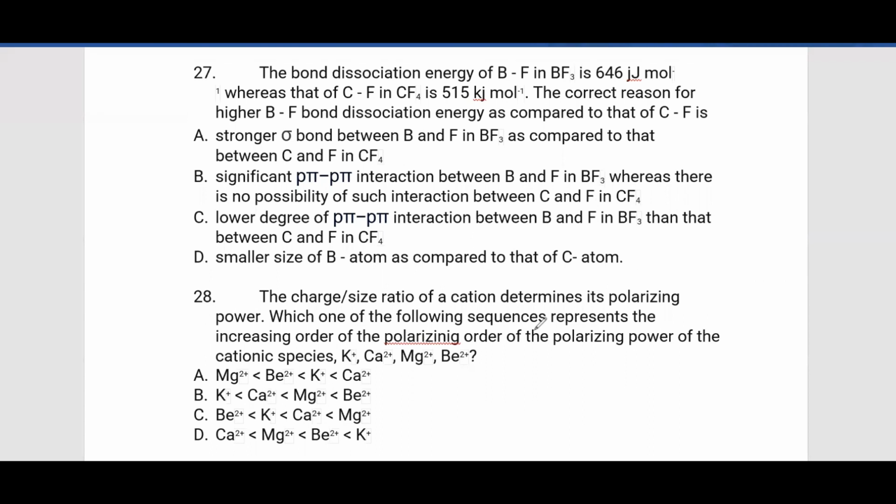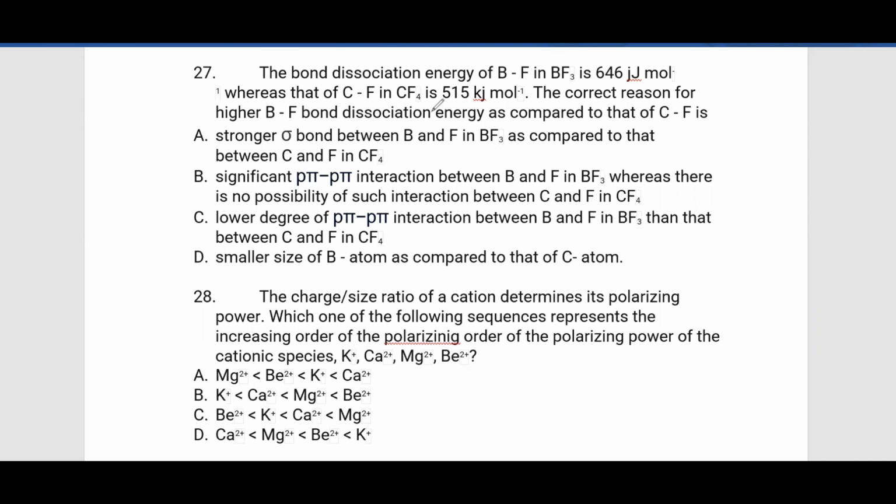Next question: the bond dissociation energy of boron-fluorine in BF3 is 646 kilojoules per mole, whereas the C-F bond dissociation energy in CF4 is 515 kilojoules per mole. The correct reason for the higher bond dissociation energy in boron trifluoride as compared to that of the C-F bond in CF4 is. So we need to tell why it is 646 in BF3 whereas it is only 515 in CF4.